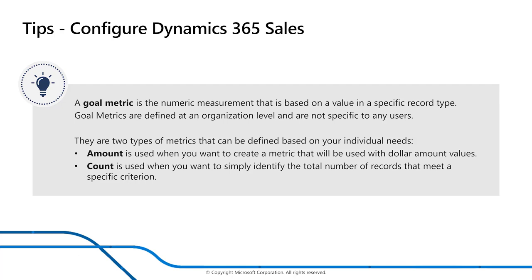And then we've got count. So count is used when you want to simply identify the total number of records that meet a specific criteria. It could be, I'm going to bring in 50 extra leads in the next financial quarter, or I'm going to have another count of some description. So it's that numerical or the total number process.